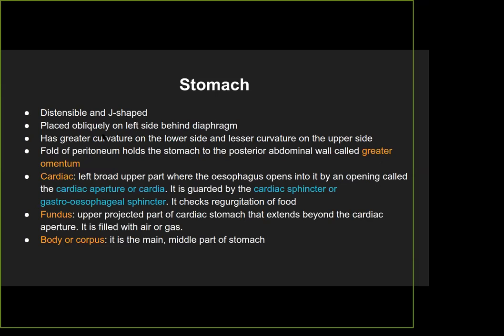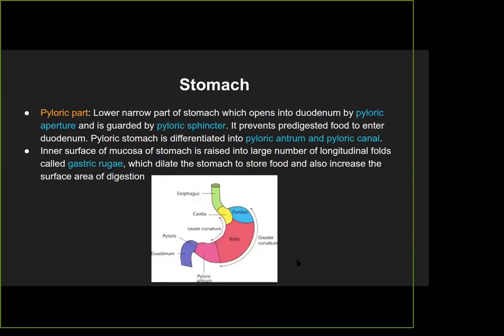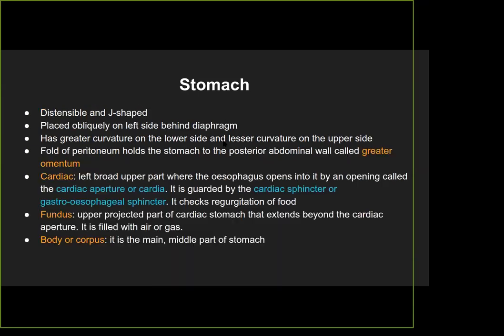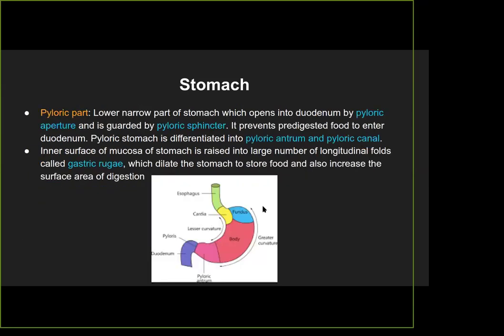It has a greater curvature on the lower side and a lesser curvature on the upper side. Greater curvature, because this is more elongated, and this one is the lesser curvature from the inner side. So that's the upper side. This is the lesser curvature on the upper side of the stomach, upper because it actually faces up, and this is down. That is why this is greater curvature and this is lesser curvature.